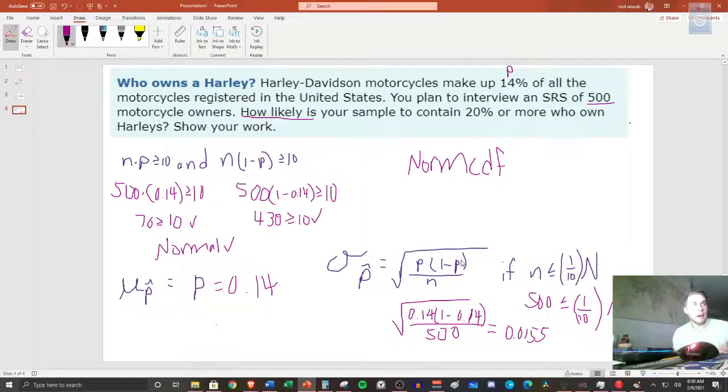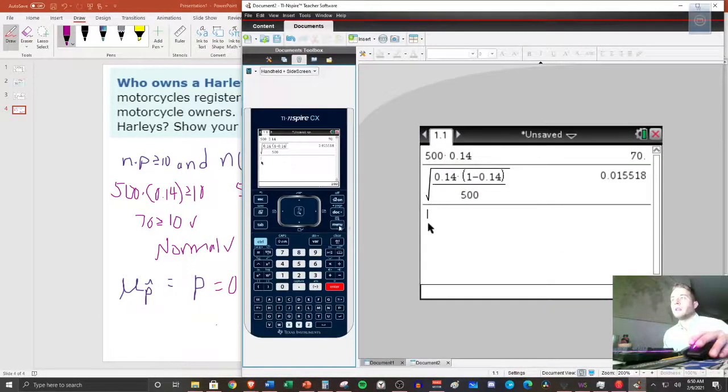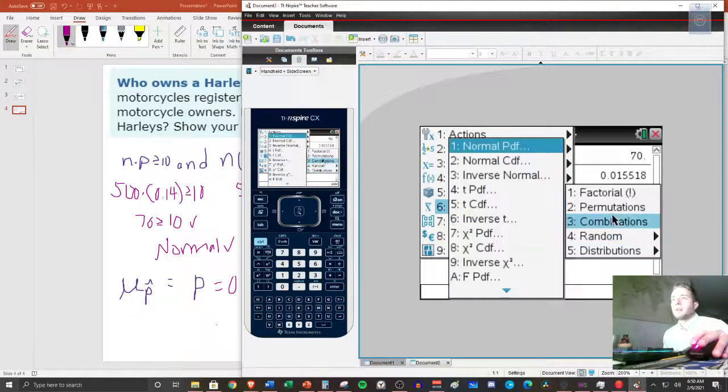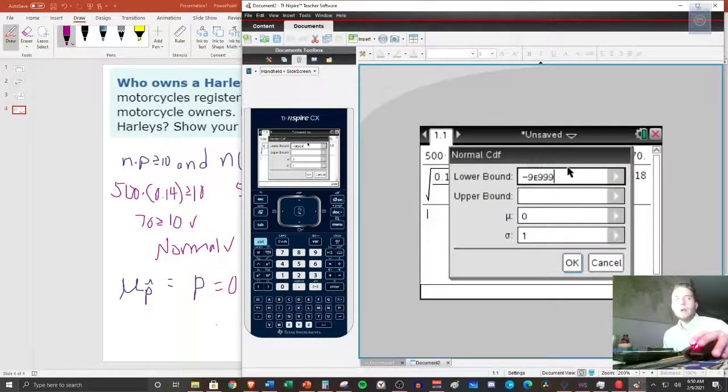We've verified all the rules we needed to. We know that it's normal. We can actually do this calculation. So it said, how likely is your sample to contain 20% or more? Okay, 20% or more that own Harley. So we're going to go in here. Now we can finally do this properly. 20% or more. So that we have our lower boundary. The lower boundary is going to be 0.2. We always put the decimal version of these percents within here.